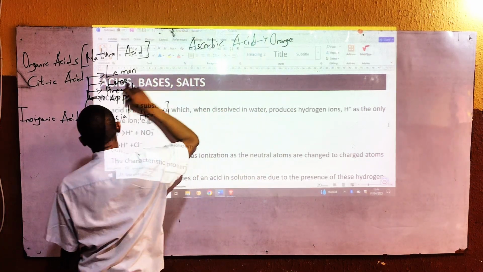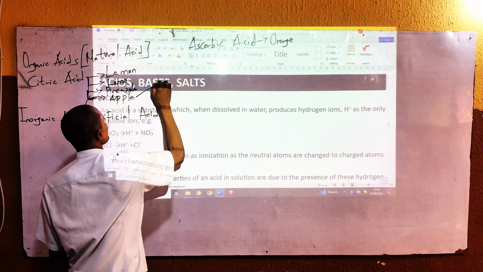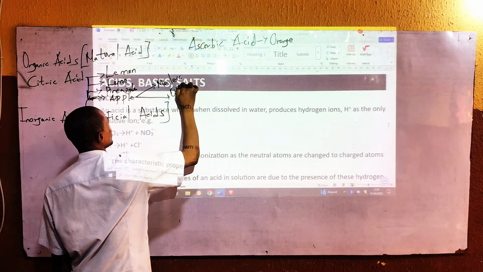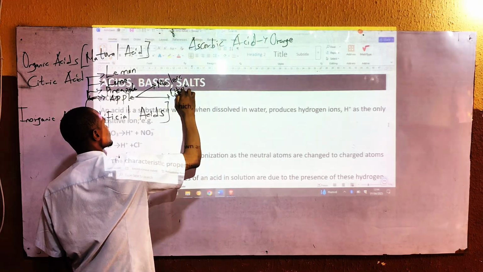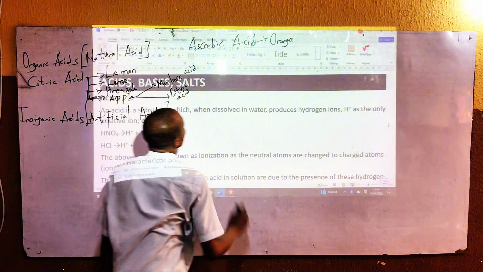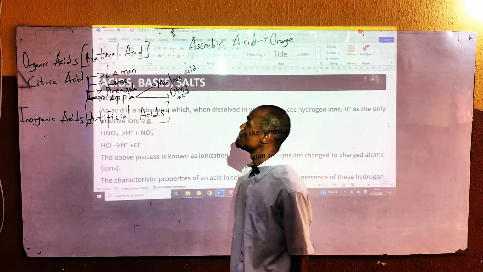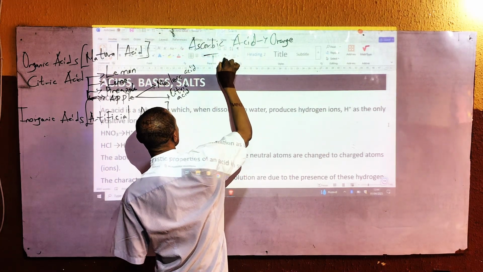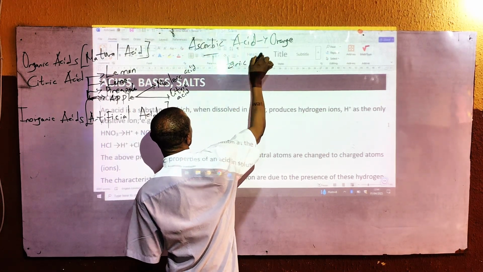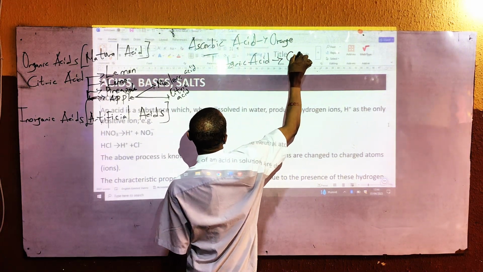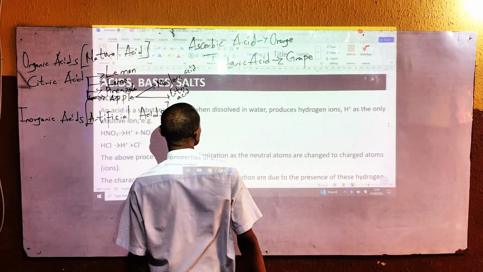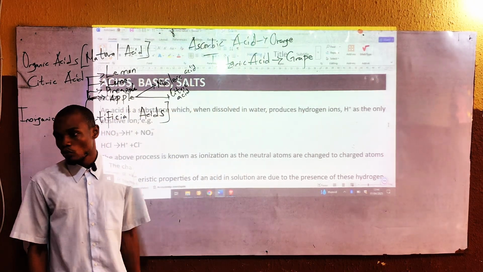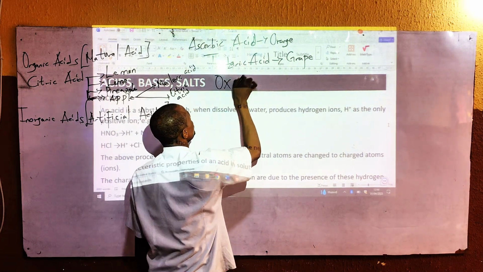So in apple, I have citric acid and I also have malic acid. In grape, you have tartaric acid. You have to know them. You can see oxalic acid in tomato or tomato paste.